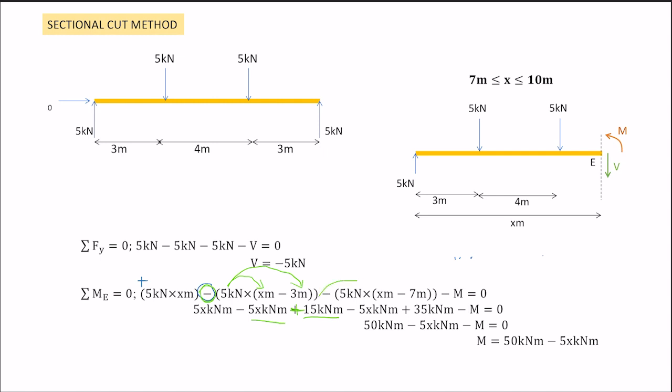Sama juga dengan this one. Negatif 5 kilonewton darab dengan X meter jadi negatif 5X kilonewton meter. And negatif 5 kilonewton darab negatif 7 meter dia jadi positif 35 kilonewton meter. Right, so simplify everything. Then you akan dapat dalam bentuk macam ini.